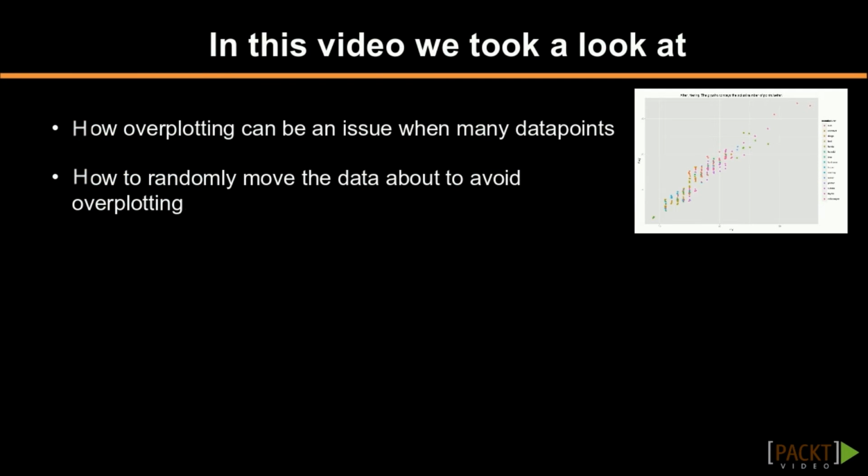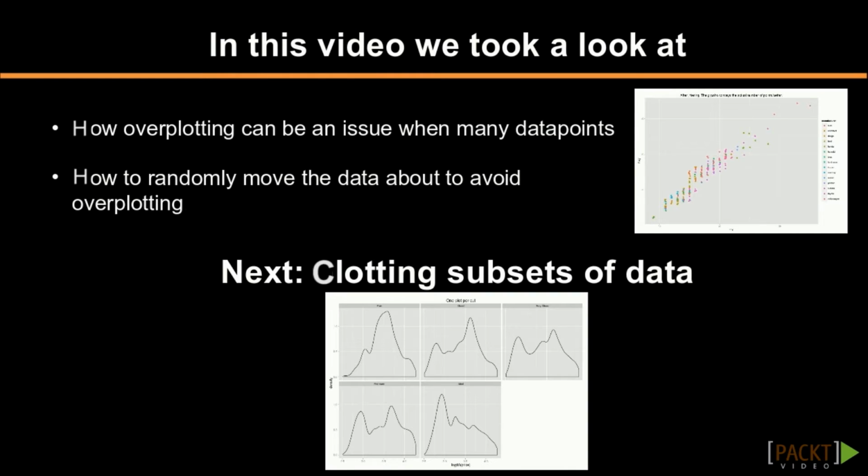We saw how to use position jitter to avoid overplotting by randomly moving the data, but without producing a misleading graph. In the next video, we'll see how to easily generate plots for subsets of the data.